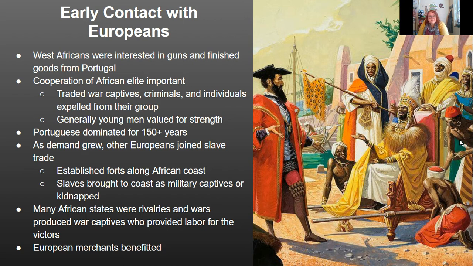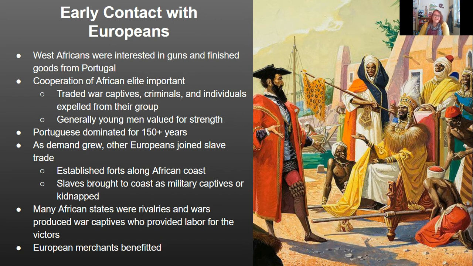So the early contacts with West Africans had to do with guns. The West Africans were interested in the guns that the Europeans had brought with them and other finished goods, specifically from Portugal, because West Africans had initial contact with Portugal. So the cooperation of African elite became really important. They would trade war captives and criminals and other individuals that were expelled from their tribes in exchange for guns.